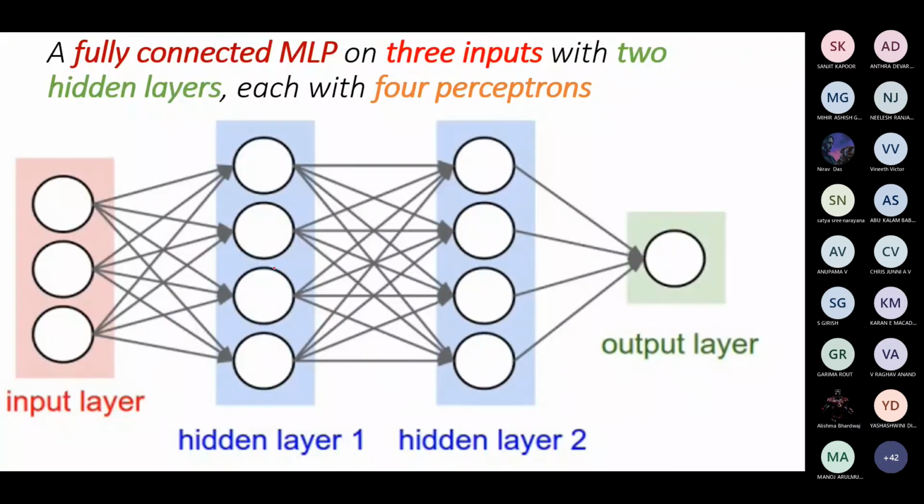This particular architecture has 3 input nodes and 2 hidden layers, layer 1 and layer 2, and one output layer, with each hidden layer having 4 perceptrons. Can you see every layer is connected to every other layer? This is connected to 1 2 3 4, this is connected to 1 2 3 4, this is connected to everything. This is called a fully connected MLP, where every neuron is connected to every other neuron in a network.